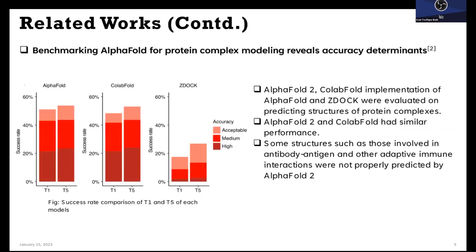In the next paper, benchmarking AlphaFold for protein complex modeling reveals accuracy determinants. They compared AlphaFold to ColabFold, which is an implementation of AlphaFold that uses MMseqs2 for the MSA server, and ZDock performance for protein complexes. It has been observed that AlphaFold 2 and ColabFold have similar performance and perform better than ZDock.